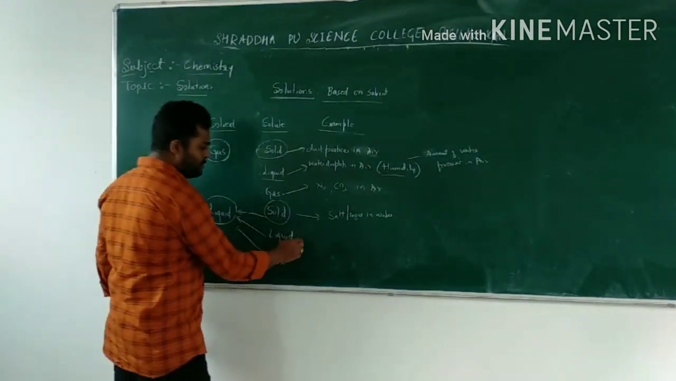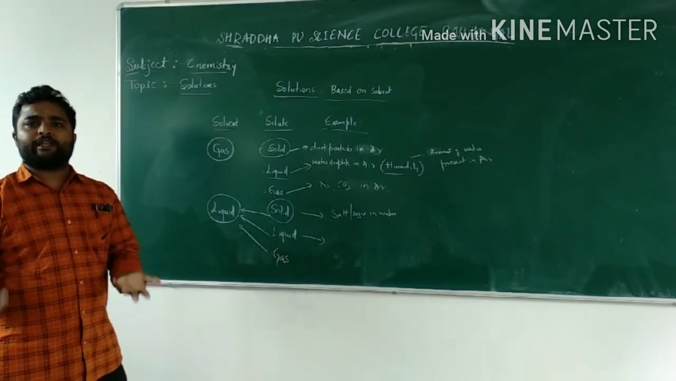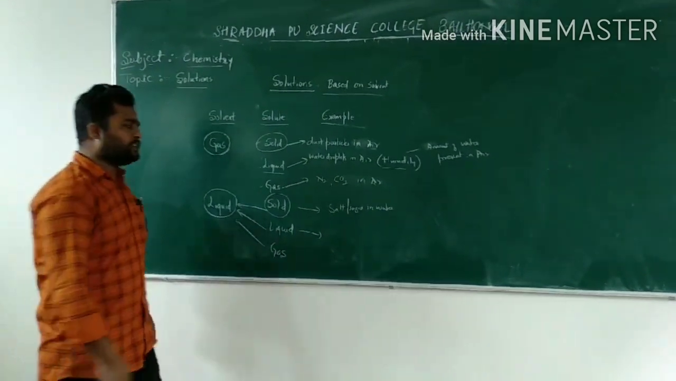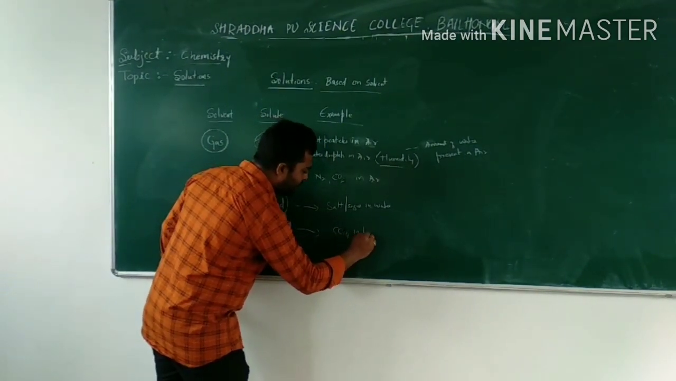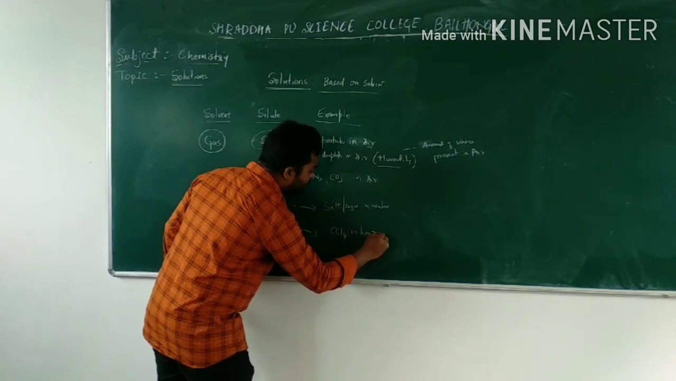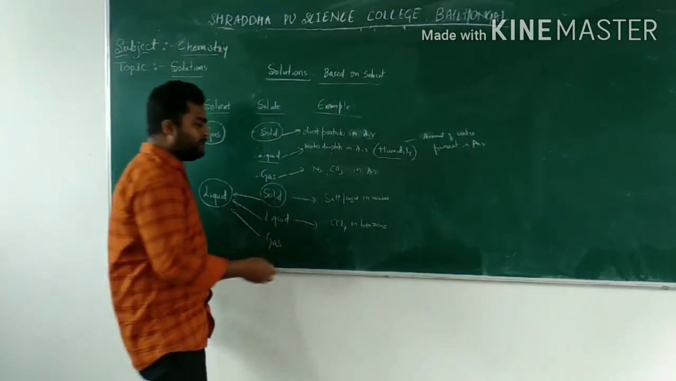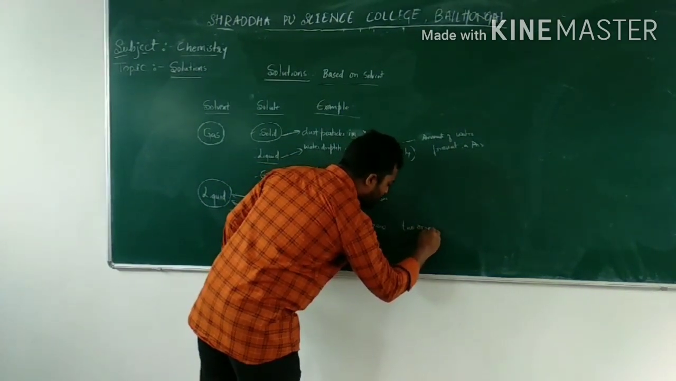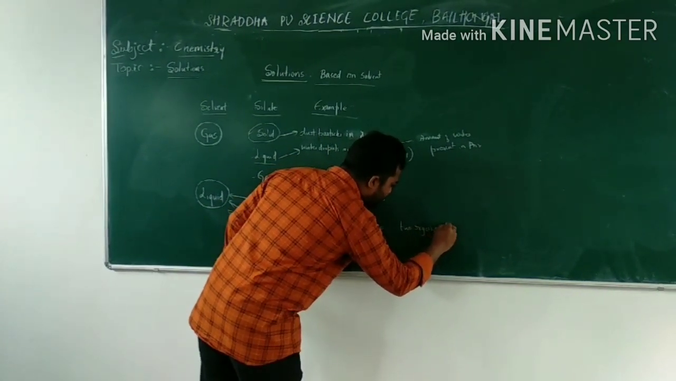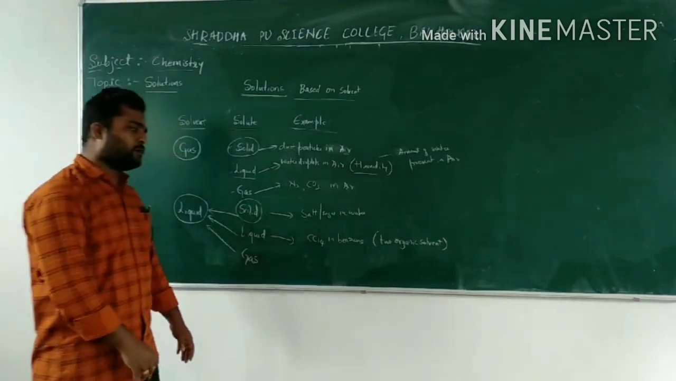Then next, what is the example for liquid in liquid? You can consider any organic components. For example, CCl4, that is carbon tetrachloride in benzene, or you can consider benzene in carbon tetrachloride. Any two organic solvents, where one will be present in maximum quantity, the other is present in minimum quantity.